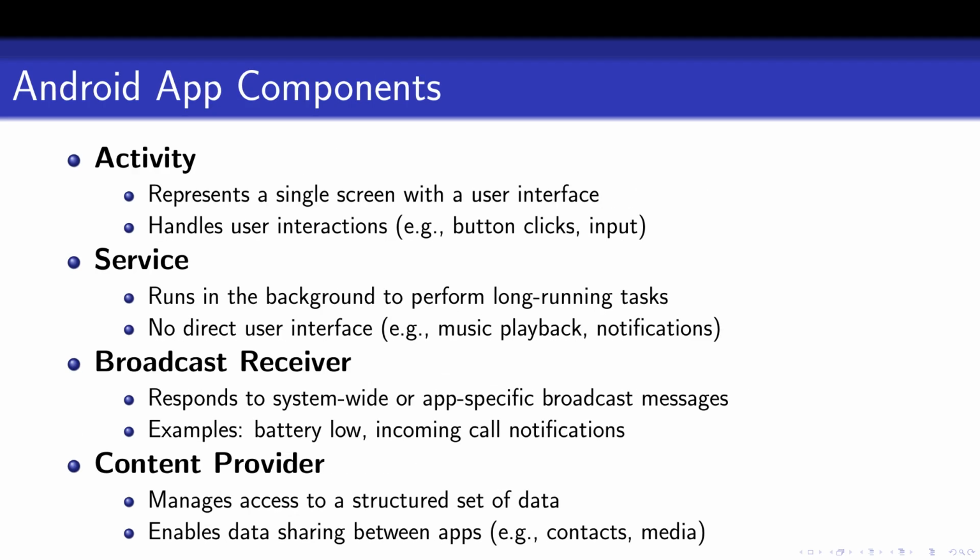Android apps are built around 4 core components. Activities create single screens with user interfaces, handling interactions like clicks. Services run tasks in the background, like music playback, without a UI. Broadcast receivers catch system or app messages, like low battery alerts. Content providers manage and share data, like contacts, between apps, making your app versatile and connected.